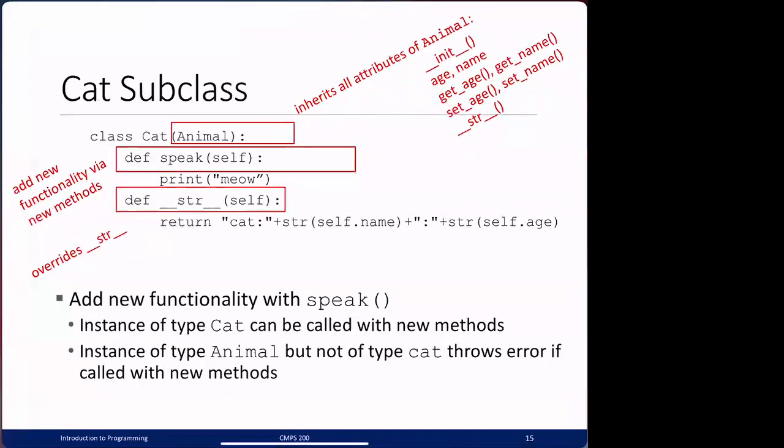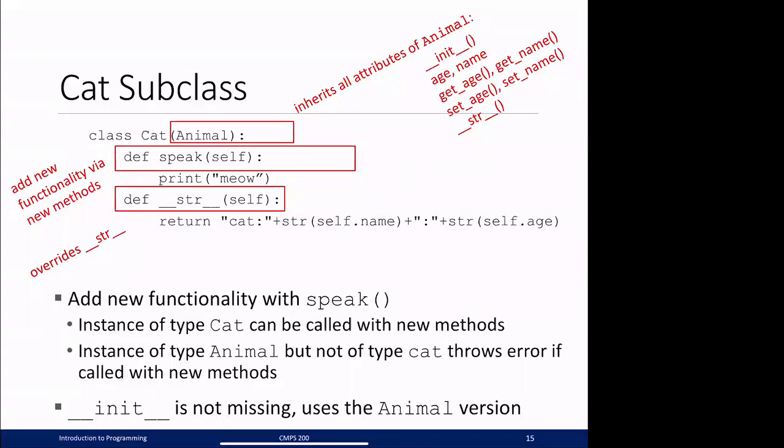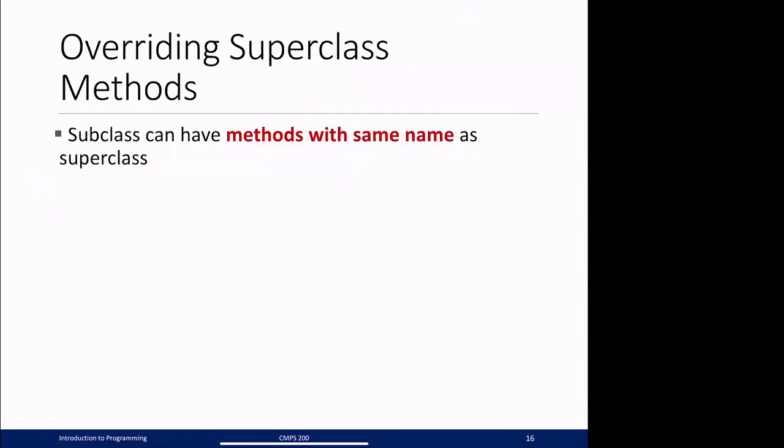And yeah, just a one side remark here, we always said that for every class you create, you have to create a constructor. The constructor is not missing. I'm using the animal version, because cat inherits even the constructor of animal. Okay.